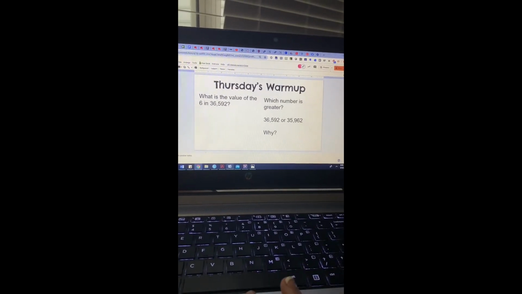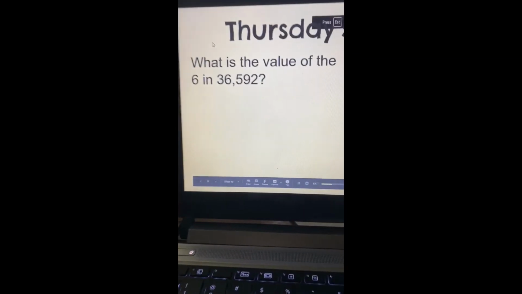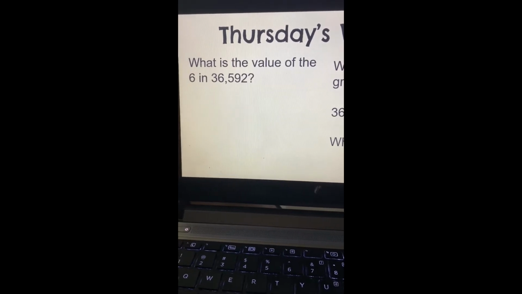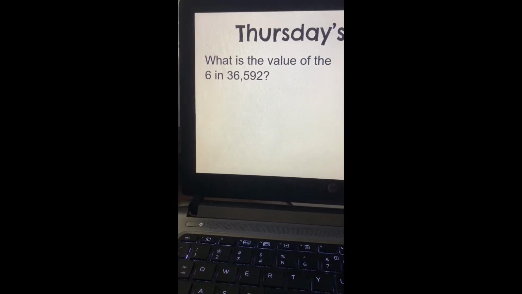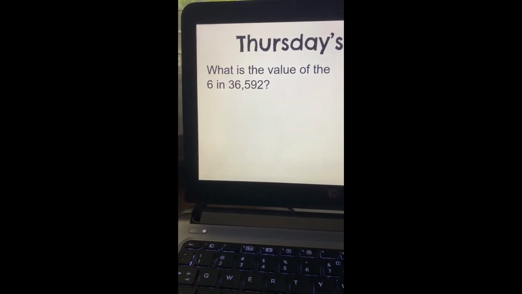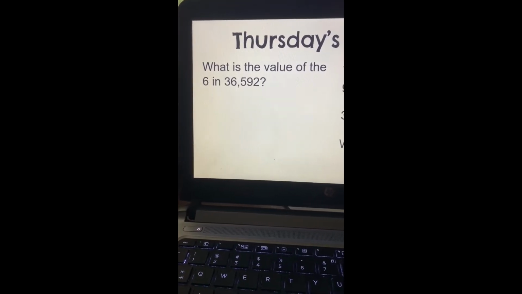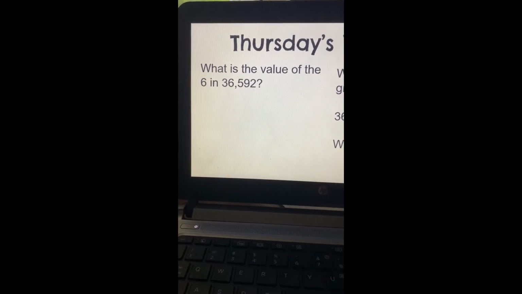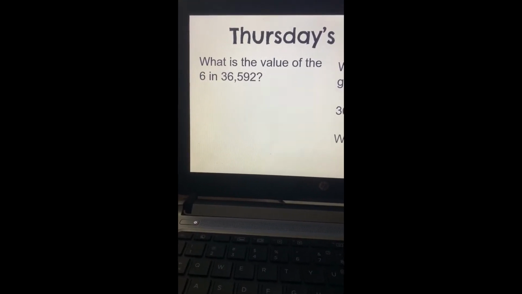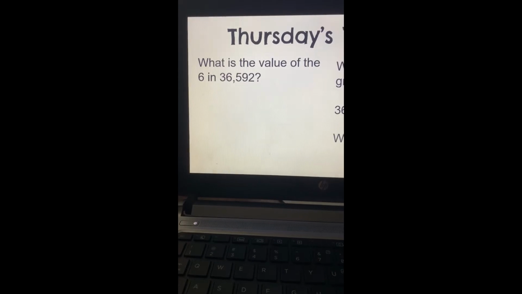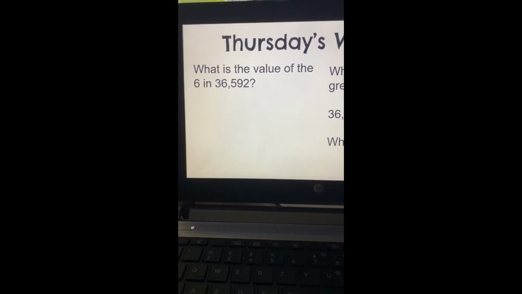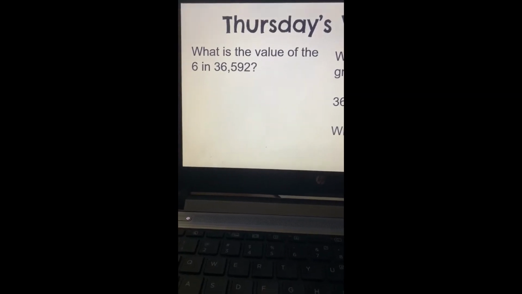Let me make this bigger. Present. All right, so what is the value of the 6 in 36,592? I'm going to give you about 40 seconds to come up with the answer to that. The value, what does that 6 mean? It doesn't just mean 6. What is the value that it holds?